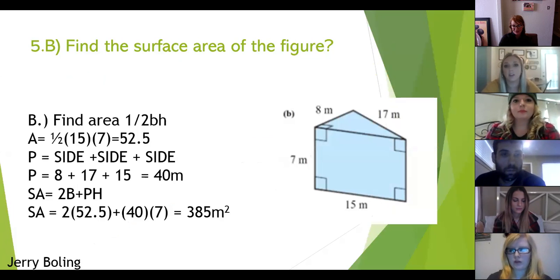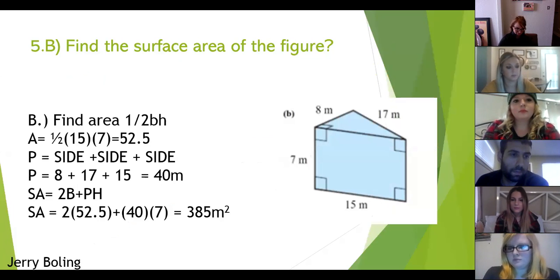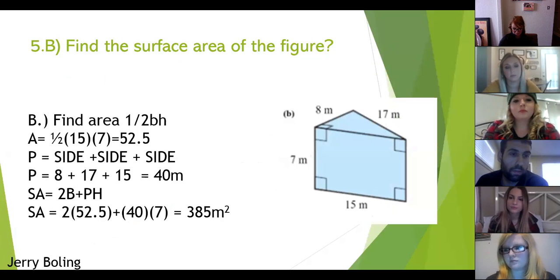Jerry, can you find the surface area of the figure? Yes, I can. To find the area, we start off with 1/2 base times height for one of the triangles, which is A equals 1/2 base times height, which is 15 meters times 7 meters equals 52.5 meters.